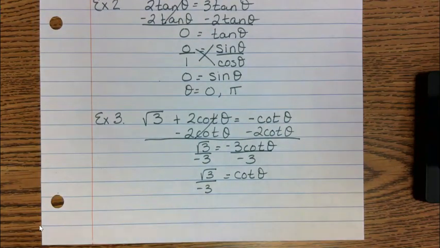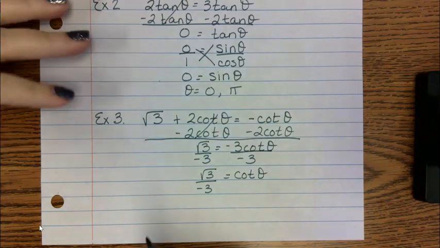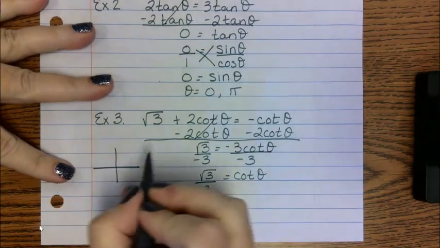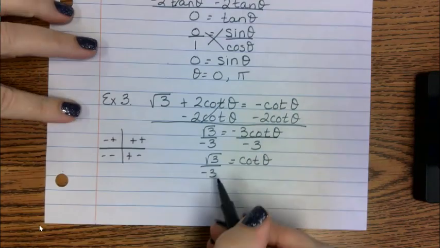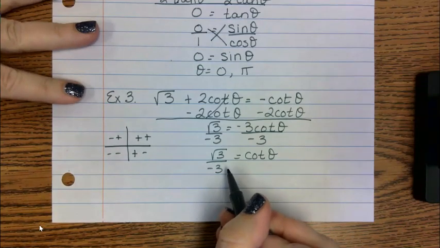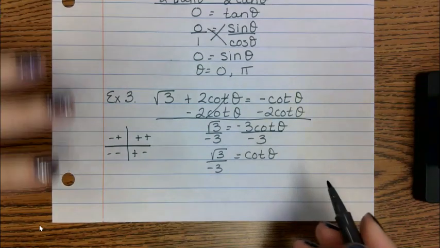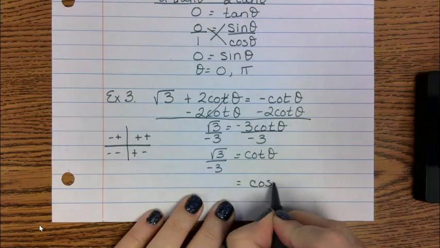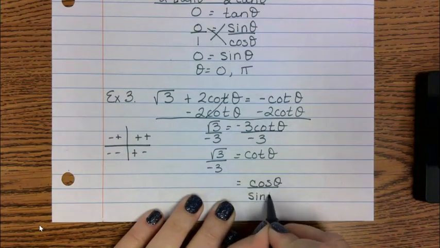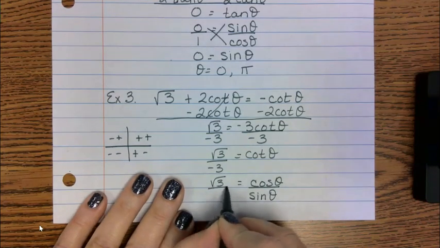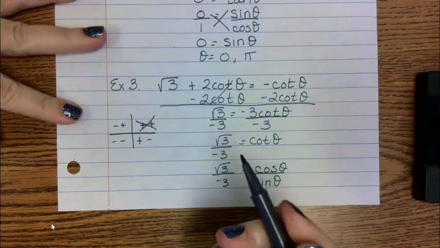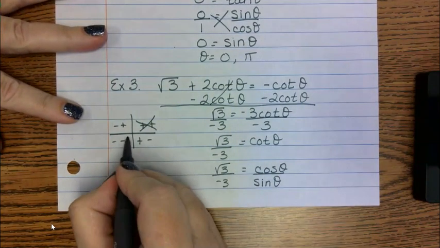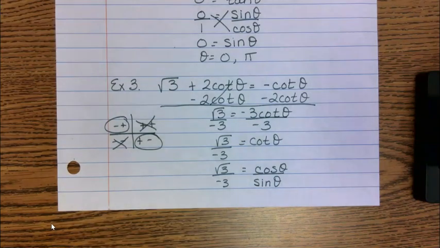Before we start, we need to figure out what quadrants we have to look at. Plus, plus, minus, minus, plus, minus. I need a negative. And remember, cotangent is just cosine over sine. So it's not here, where it's a positive divided by a positive. And remember, a negative and a negative both give us positive. So we're going to have to look here at quadrants 2 and 3.